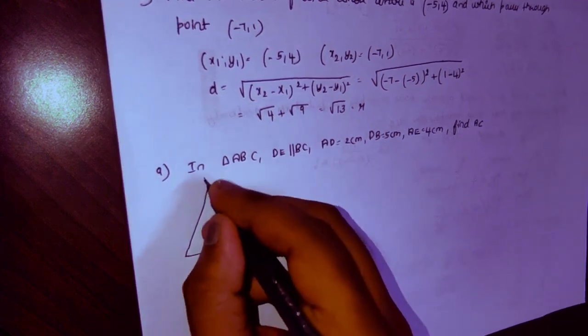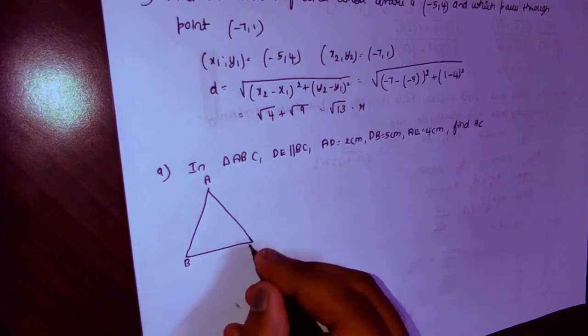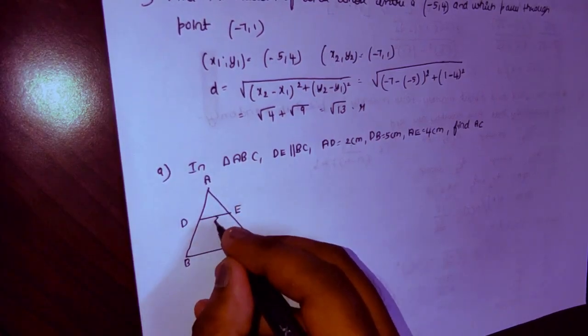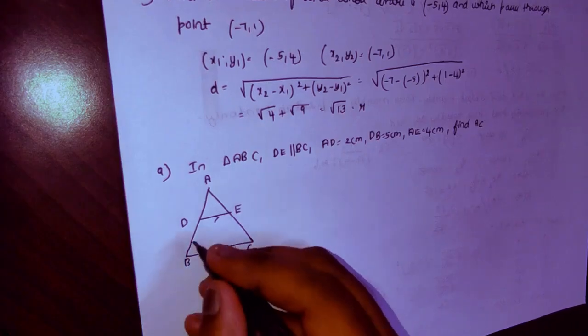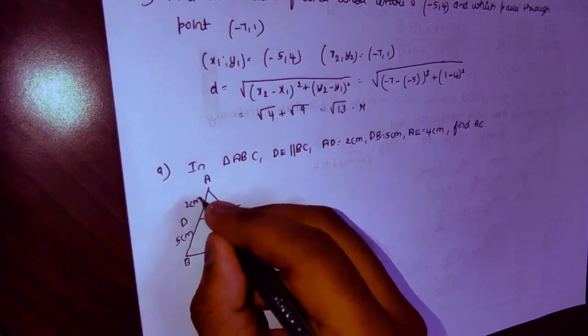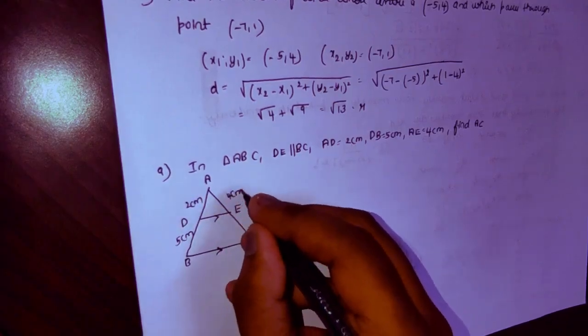They are given as a triangle ABC and they have drawn a line parallel to BC. This is 5 cm BD, AD is 2 cm, this is 4 cm.